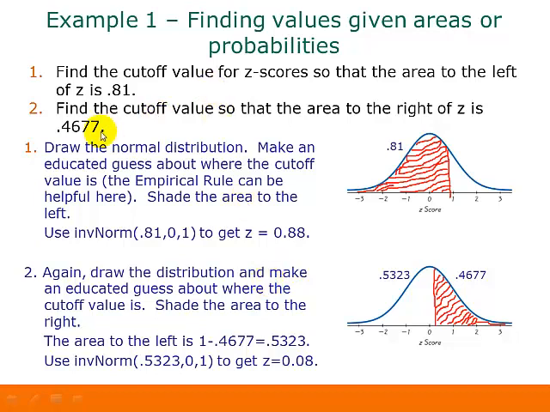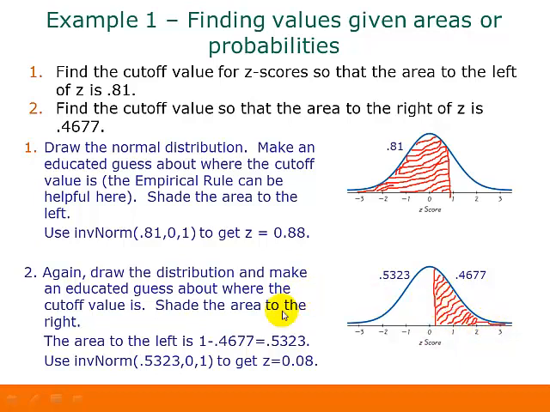Second part of this problem is to find the cutoff value so that the area to the right of z is 0.4677. So again, we're going to draw our distribution and make kind of an educated guess about where our cutoff value might be. Since 0.4677 is close to 0.5, that means that we should have almost half of our graph. And we're going from z to the right this time, so we want to put this just a little above 0 so that this is not quite half of our graph.